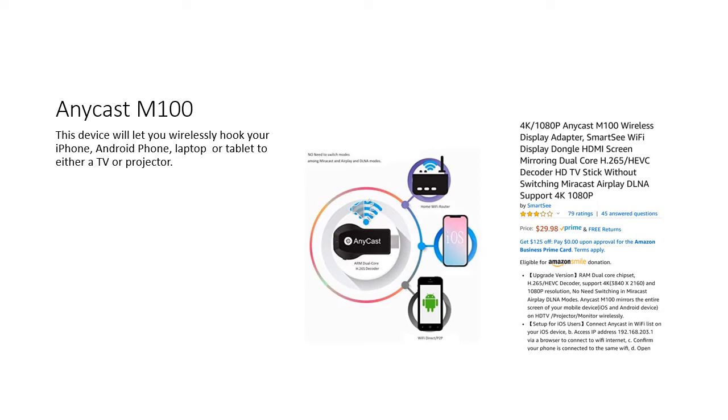Okay, this is the Anycast M100, which is the device that sort of ties this whole project together. Whether you use a TV or a projector, this lets you get the lesson materials in front of the class from your laptop, tablet, iPad, iPhone, or Android smartphone. Unlike the TV or projector, which you can select any one you want, in this case you need to get this exact unit that I'm showing here on Amazon and others, not any others.